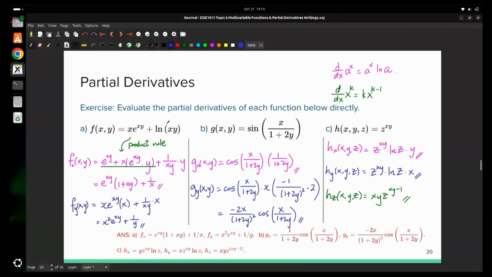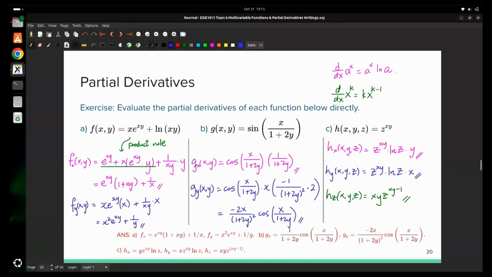Then next is the second term. The second term is just a function of x, so no need for the product rule, because y is a constant. Differentiating ln xy, you get 1 over xy. Then with the chain rule, differentiating xy will give you y. So that is the complete derivative expression for f sub x.